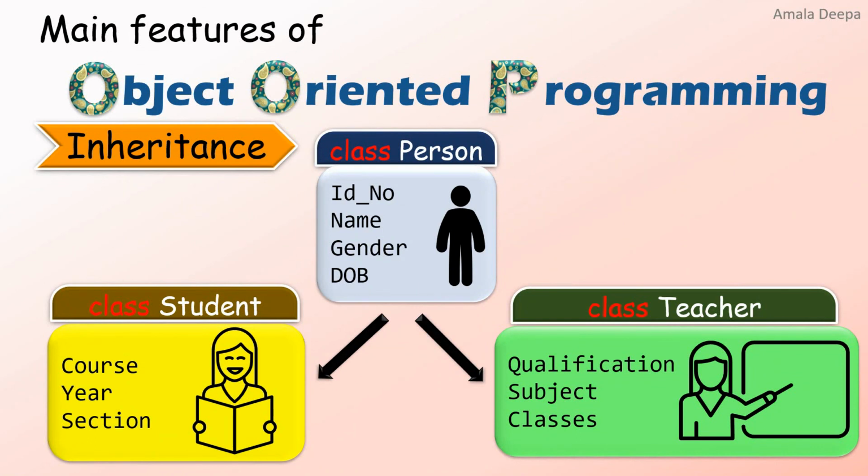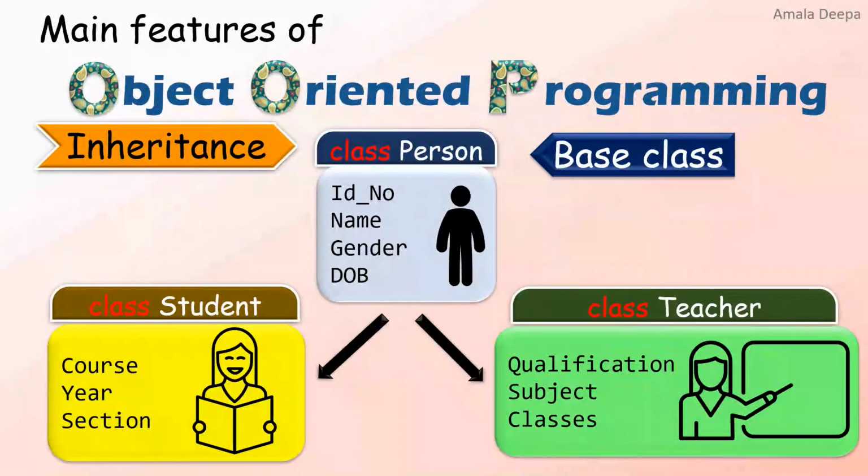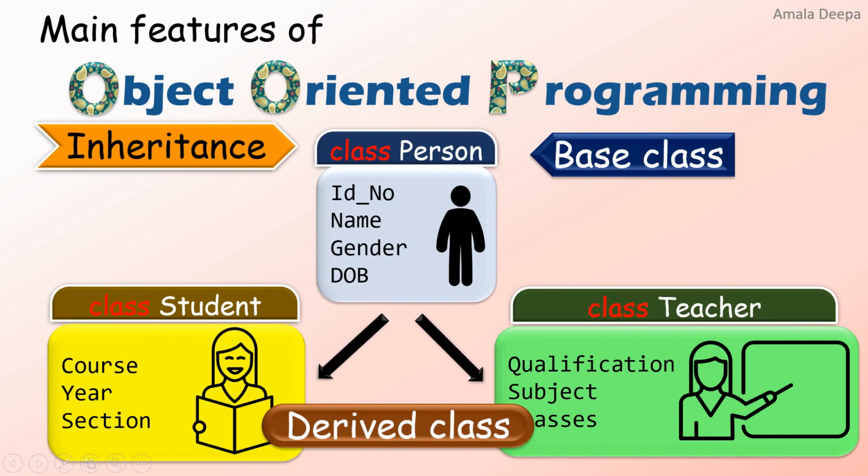Inheritance is the process of creating new classes from an existing class. The existing class is called the base class, and the classes created from the base class are called derived classes. Since the properties of the base class can be accessed by the derived class, inheritance provides reusability of code.